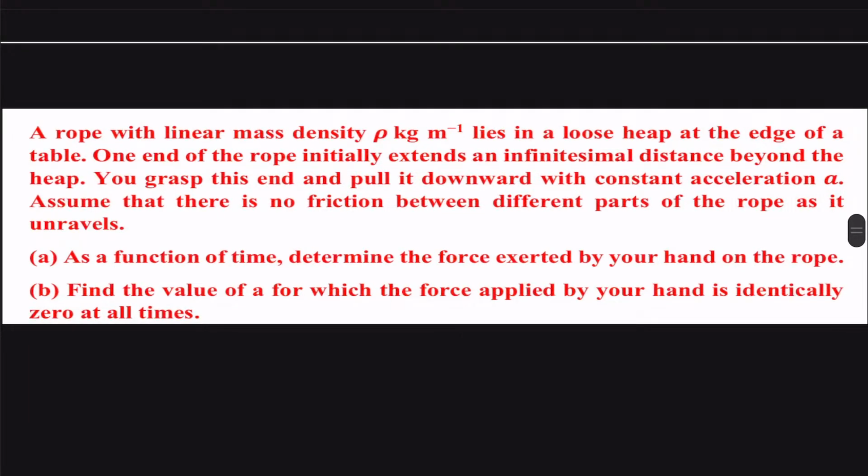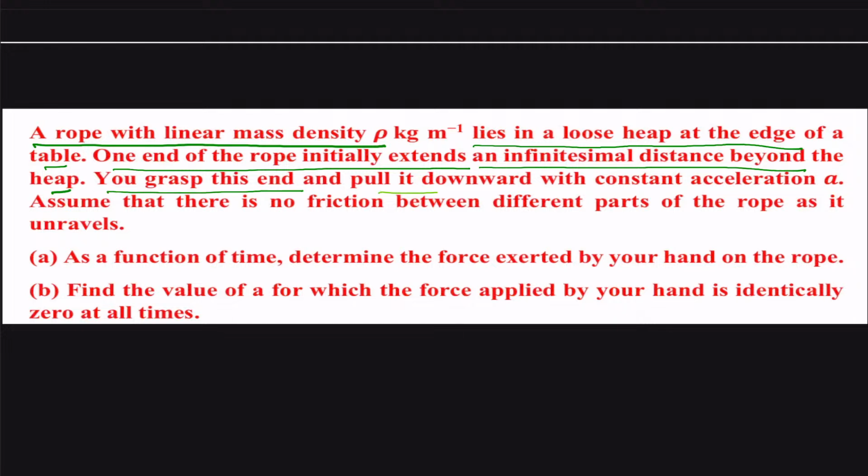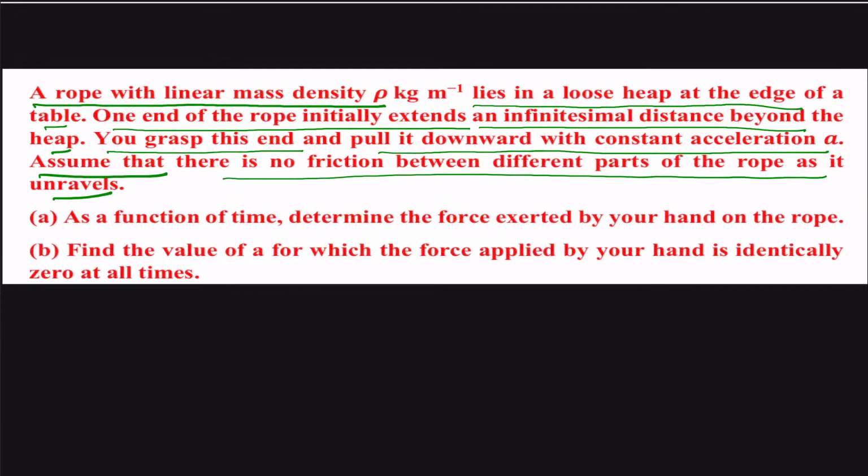So in this question, it is said that a rope with linear mass density rho lies in a loose heap at the edge of a table. One end of the rope initially extends an infinitesimal distance beyond the heap. You grasp this end and pull it downward with the constant acceleration A. Assume that there is no friction between the different parts of the rope as it unravels. So based on this, we have these two questions.